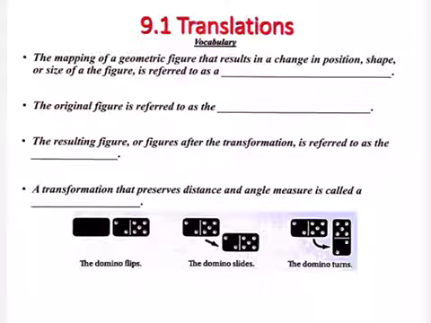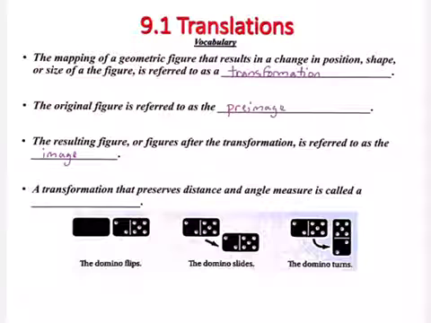Section 9.1, Translations. The mapping of a geometric figure that results in a change in position, shape, or size of a figure is referred to as a transformation. The original figure is referred to as the pre-image. So this is the shape before it's been transformed. The resulting figure, or figures, after the transformation is referred to as the image. So the image is the shape after the transformation has taken place.